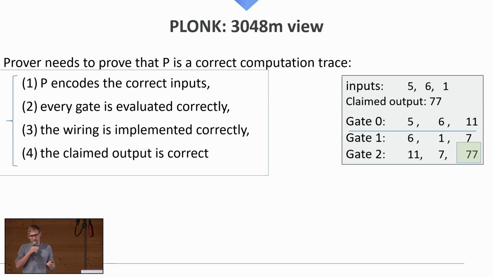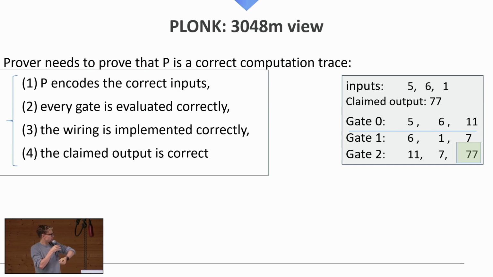The third thing is that the wiring is correct. So you see that a lot of values here are repeated. For example, this input on the right side is the same as the left input on here, and you need to actually prove that that is done correctly. And then finally, the last thing is just that the output is whatever we think it should be. So that the output here, 77, is actually 77.